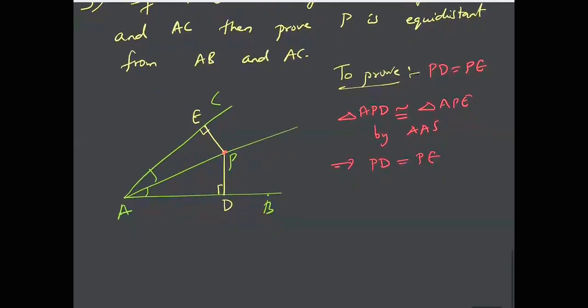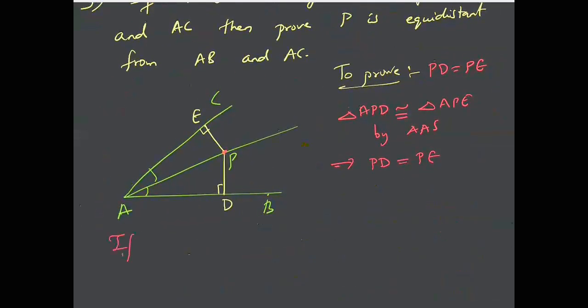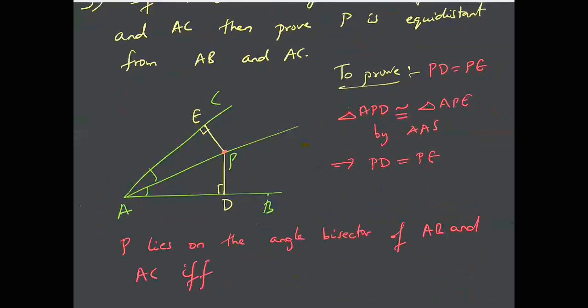So from the previous two statements, what can I say? That this is an if and only if statement, right? I can write it in this way. P lies on the angle bisector of AB and AC if and only if, and instead of writing if and only if, I'm just writing IFF, P is equidistant from AB and AC, right? So this is also an if and only if statement.